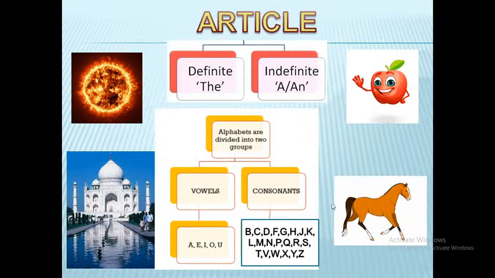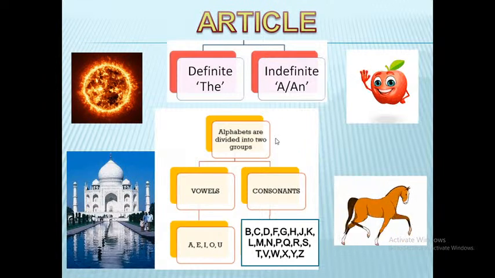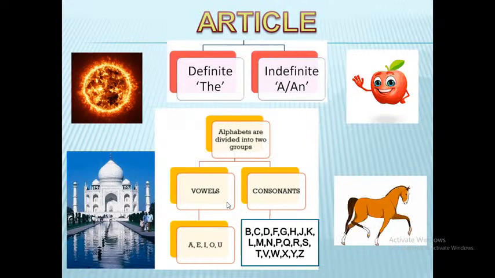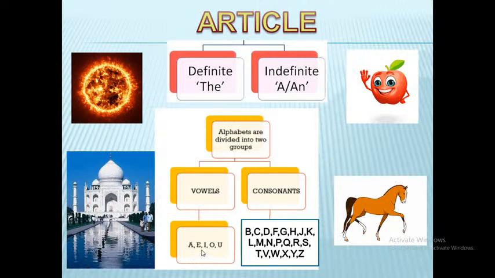And to learn the usage of indefinite article, that means where to use indefinite article, we came to know that we have to divide the alphabets into two groups. The division of the alphabets based on the sounds which they produce are vowels and consonants, right? So there are 5 vowels in the English language which we learned in the last class: A, E, I, O, U, and the consonants which exist in the English language are B, C, D, F, G, H, J, K, L, M, N, P, Q, R, S, T, V, W, X, Y, Z, right?